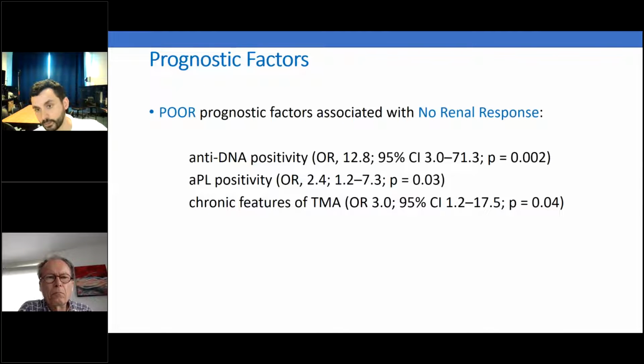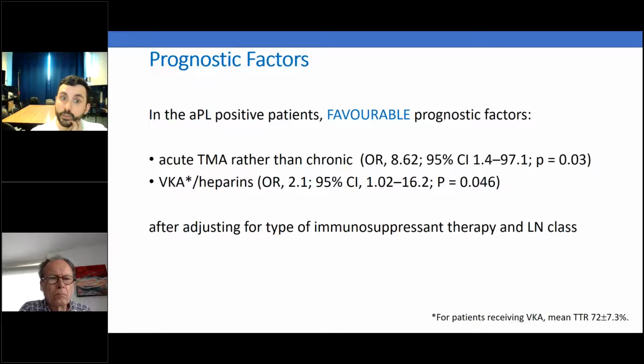So what did we learn from this experience? We learned that poor prognostic factors associated with non-renal response in these patients were strongly anti-DNA positivity, but also APL positivity and the presence of chronic features of TMA. On the other side, we observed that the presence of acute lesions, especially when treated with vitamin K antagonists or heparin, was associated with a better prognosis, even after adjusting for the type of immunosuppressant therapy that patients were receiving and for their lupus nephritis class.